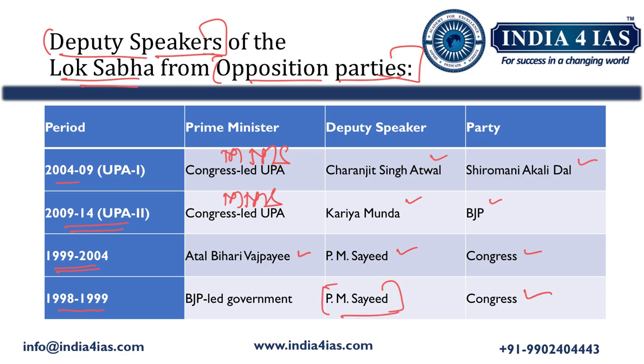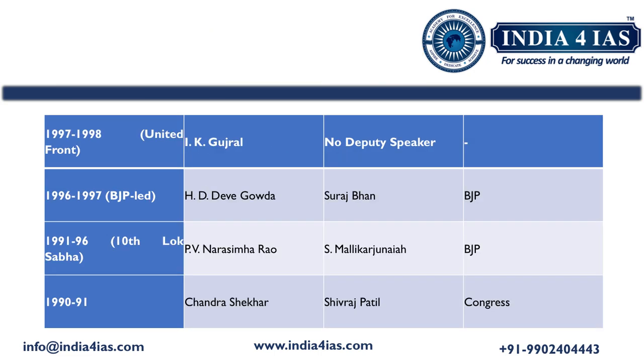The Deputy Speaker was PM Saeed, from Congress. During the term of the IK Gujral United Front government, there was no Deputy Speaker. Then during the term of the HD Deve Gowda government, Suraj Bhan was the Deputy Speaker, from the BJP party. Then during the term of the 10th Lok Sabha, the Prime Minister was PV Narasimha Rao, and the Deputy Speaker was S. Mallikarjunayya, from the BJP party. For the term 1990 to 91, Chandrasekhar was the Prime Minister and Shivraj Patil was Deputy Speaker, from the Congress party.